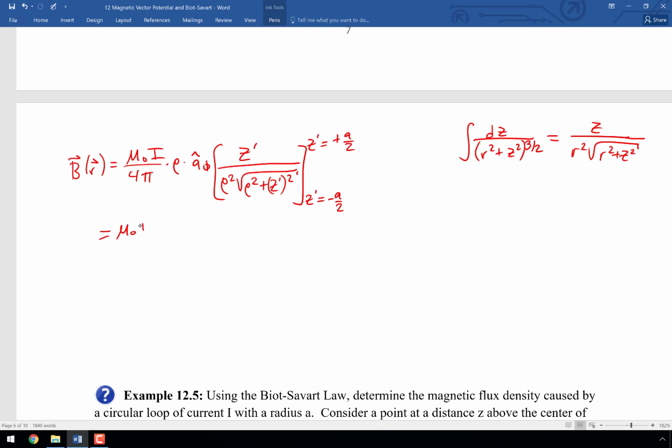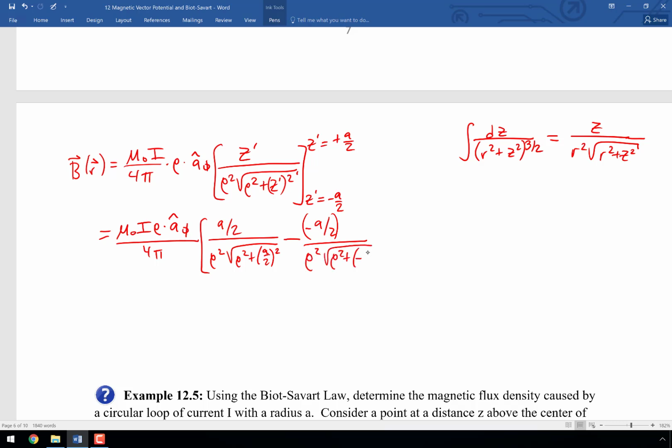So we have mu sub 0 I times rho times a sub phi divided by 4 pi. And I'm going to plug in z prime equals a over 2. So this is a over 2 divided by rho squared times the square root of rho squared plus a over 2 squared. And then subtract the lower limit. So that lower limit is minus a over 2 in the numerator divided by rho squared times the square root of rho squared plus negative a over 2, the quantity squared.